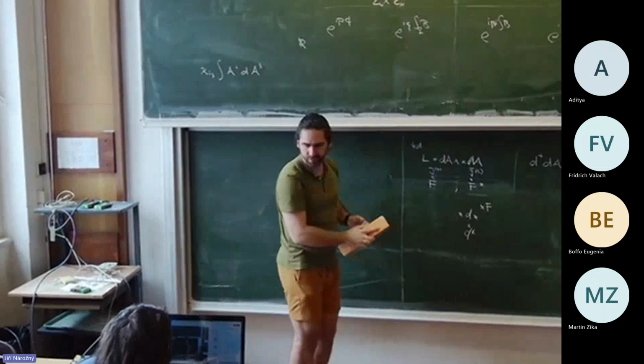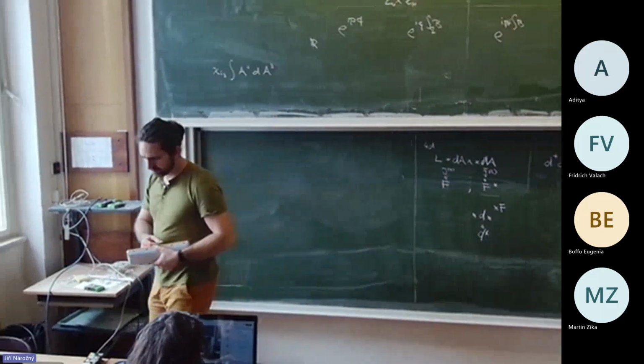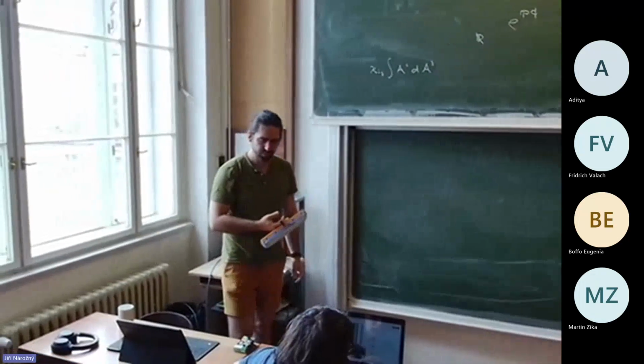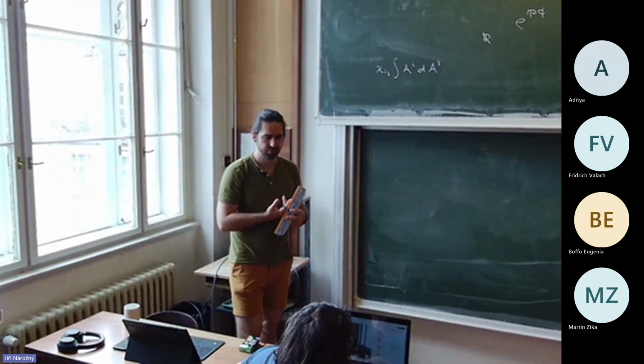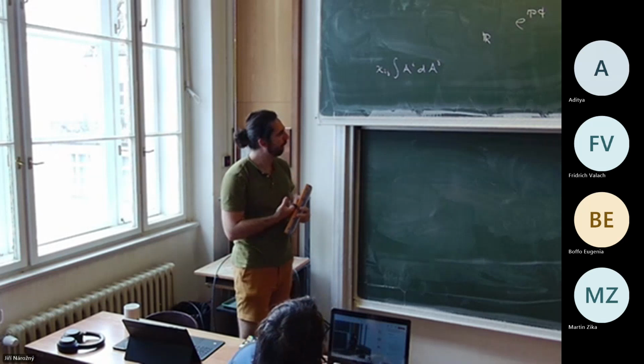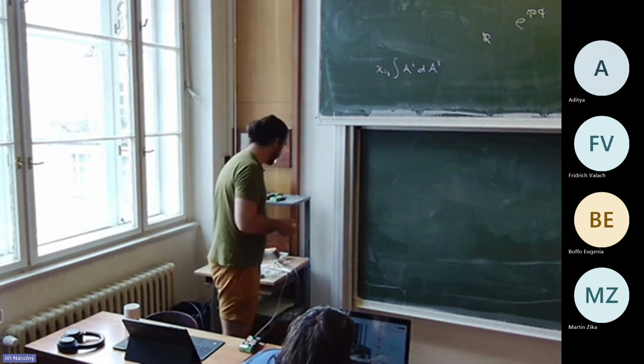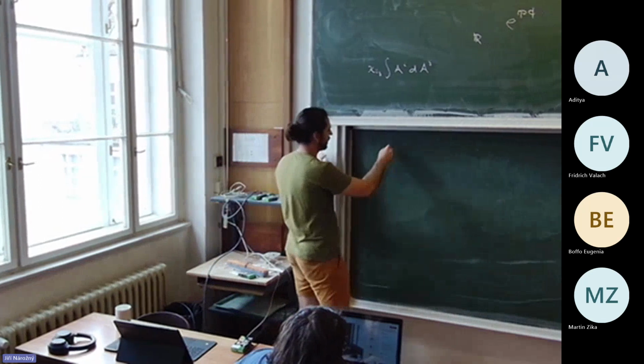There is a question in the chat: what if one can shrink the loop on the right picture to a point? Yeah, I mean, I can. Sorry, maybe I didn't explain that well.